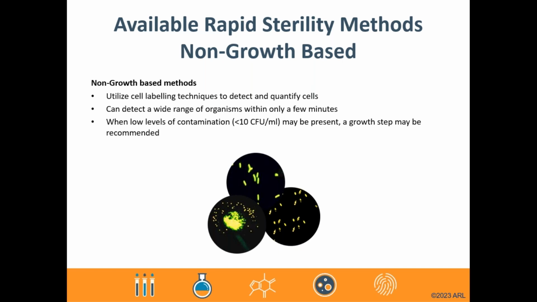And the last category of rapid sterility methods I'm going to discuss today are those which are non-growth based. These systems don't rely on microbial growth to detect contamination, but instead they rely on cell labeling techniques or microscopy to detect and quantify viable microorganisms. This approach really has the potential to detect a wide range of microorganisms within only a few minutes or hours. With that said, some systems do require an enrichment or growth step if very low levels of contamination are present or are suspected. That can be levels of contamination around less than 10 CFU per mL or lower.